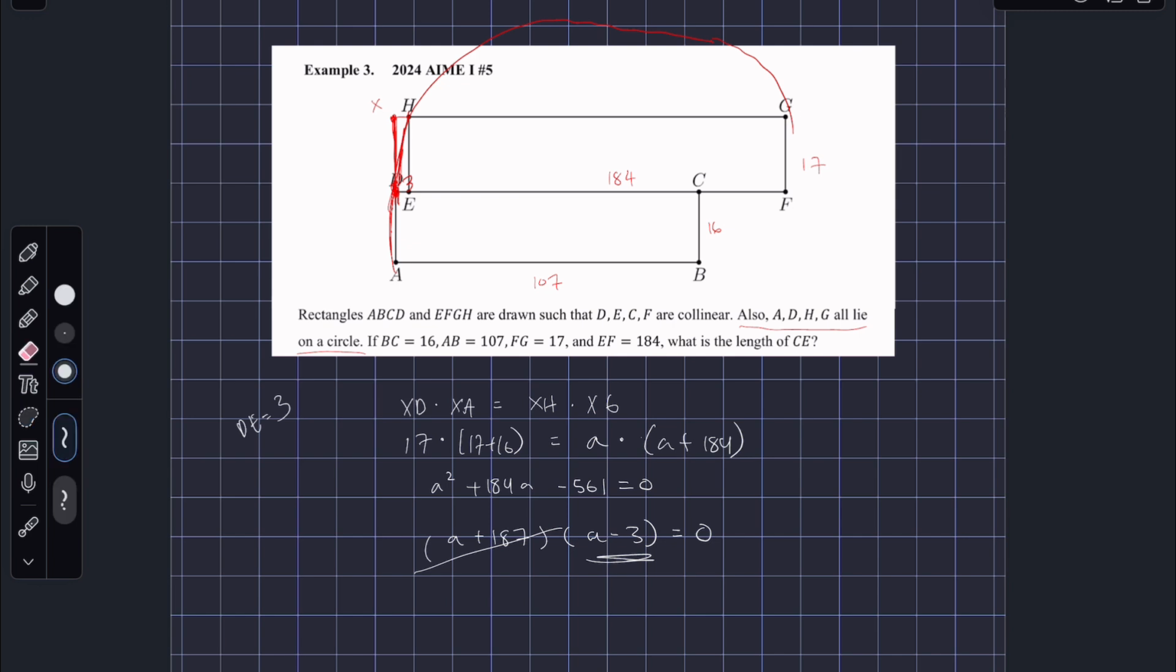So now the problem is quite simple. If we have the entire AB and we know that value, to get CE, we're just going to subtract whatever DE is. So our answer would be 107 minus 3, so it would be 104.